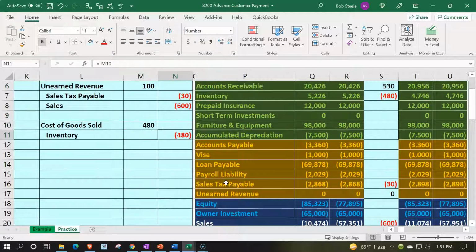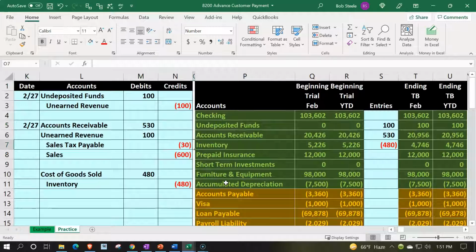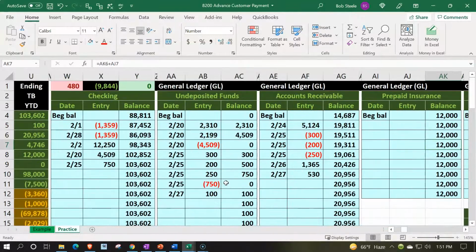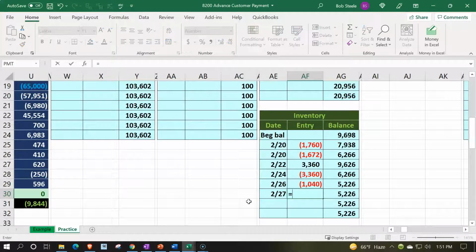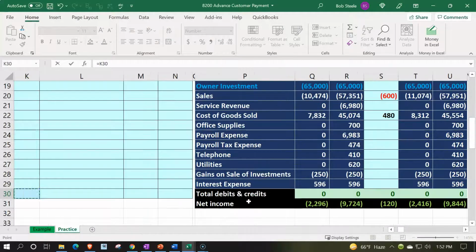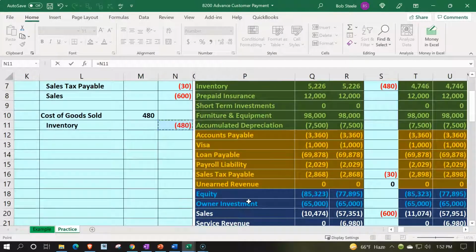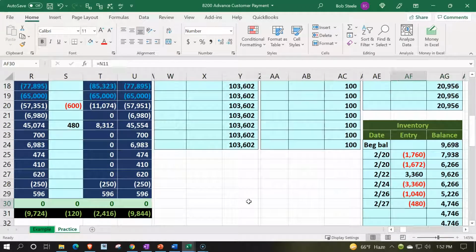Let's do that last bit on inventory. Inventory, fourth account. So we're going to be over here on the fourth account. Here we are on AE30. We've got 227. We're on AF30 equals left to the wall. Scrolling up, and we're going to pick up that 480 and enter. So that brings the balance to the 4746.